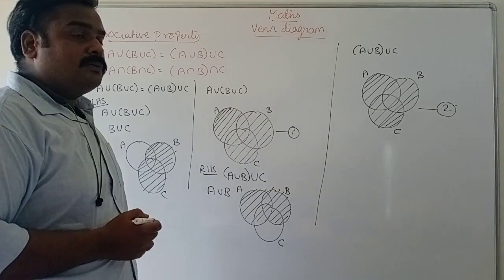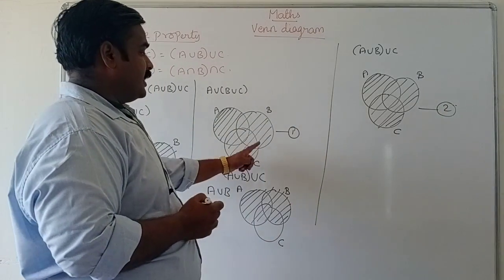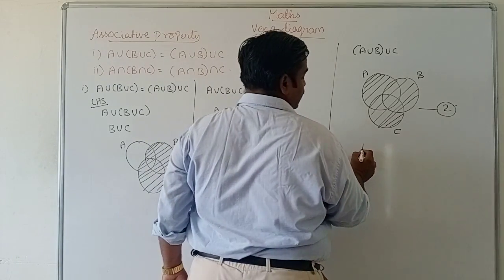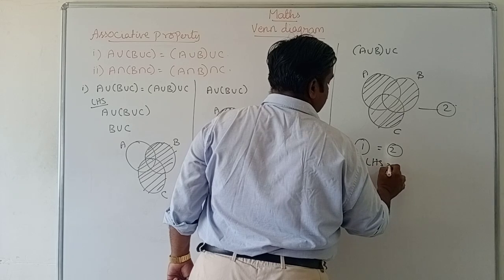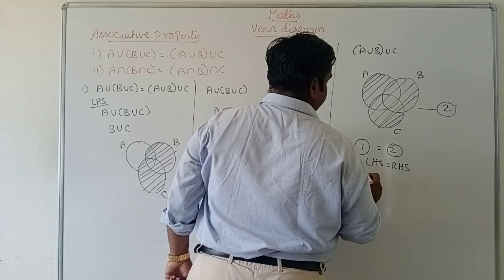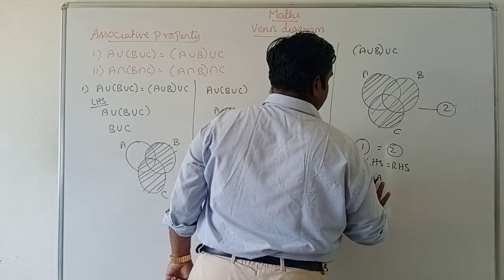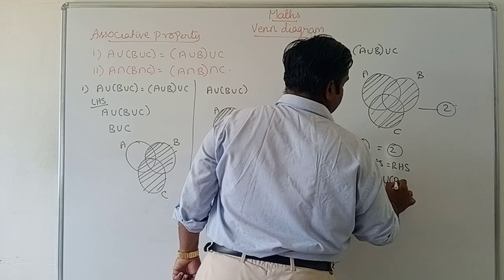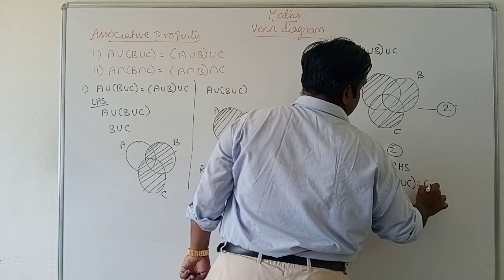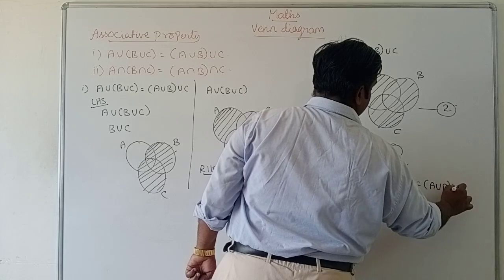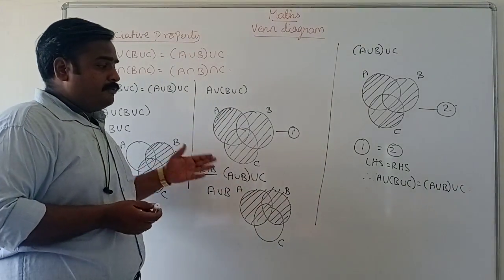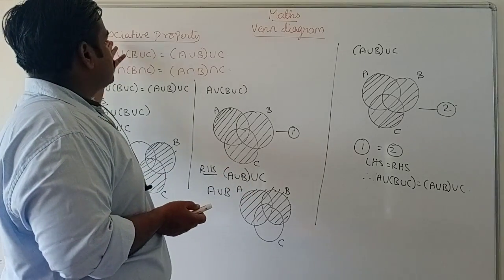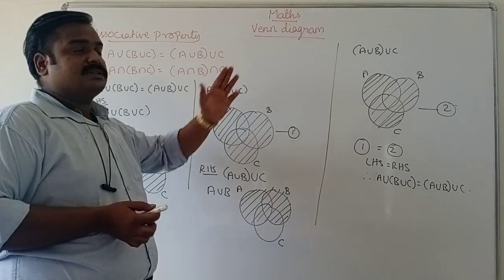Now compare 1 and 2. Are they equal or not? Yes, diagram 1 and 2 are equal. Therefore 1 equal to 2, LHS equal to RHS. Therefore A union (B union C) equal to (A union B) union C. Clear? So this is how we prove the associative property of union of sets using the Venn diagram.